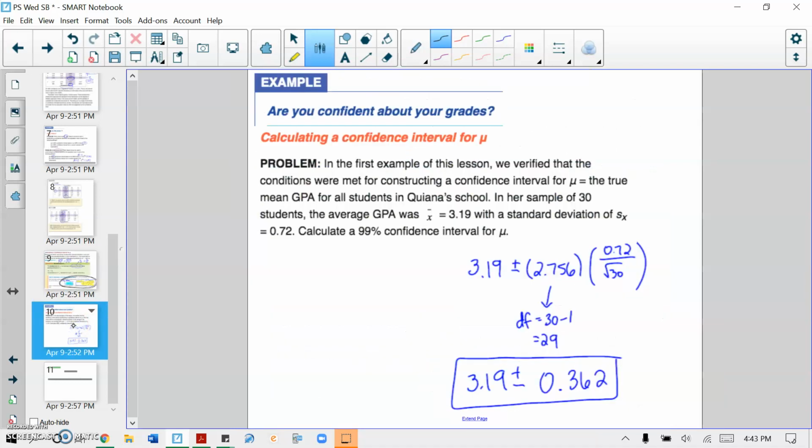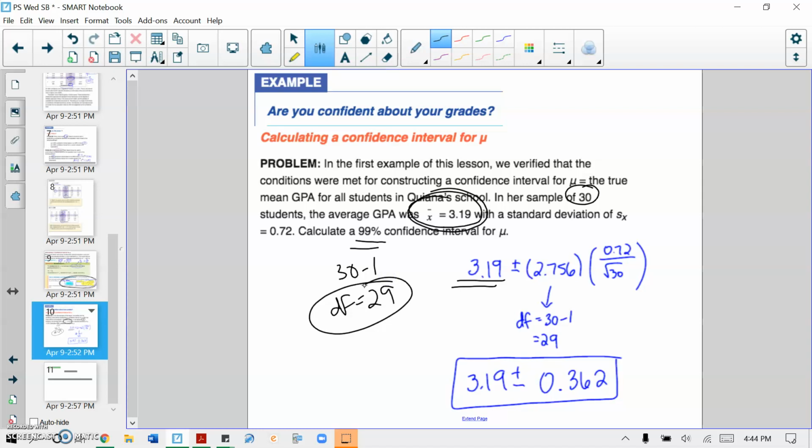So here's a good example problem. I have the answers all listed out for you. Notice how they give you the x bar. That's your hint that, oh okay, it's a mean. And they want you to calculate 99% confidence. Well, 3.19 is my point estimate, okay? With 99% confidence and a sample of 30, we're using 30 minus 1, so degrees of freedom is 29.